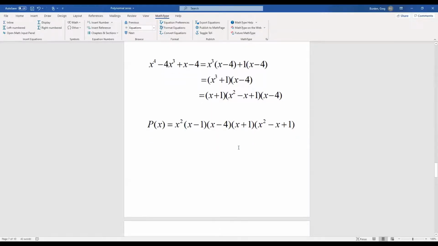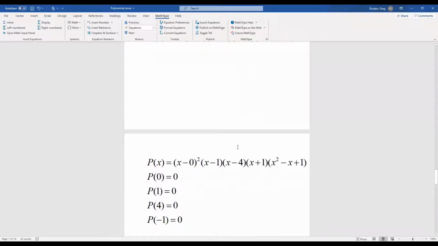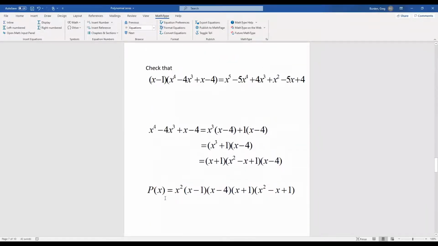Okay, so continuing with this. We already know something about the zeros. We found out that 0 was a 0, and 1 was a 0, so those were things that you might discover just by trial and error. After doing some division, we found out that 4 was a 0. It also turns out that -1 is a 0, because here we have an x plus 1 factor, so if x is -1, we'd have -1 plus 1, that would be 0, and the whole thing would go to 0.